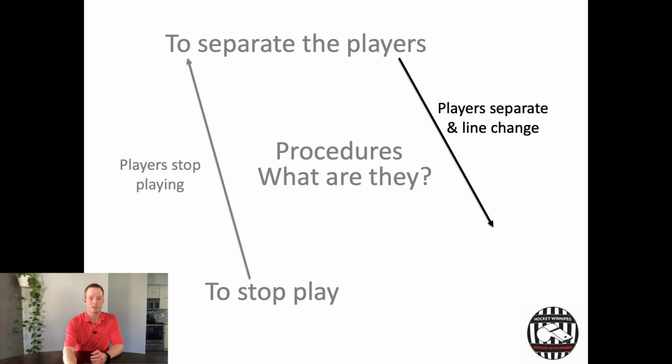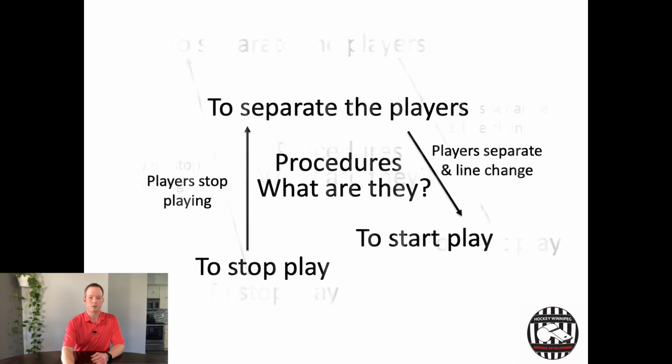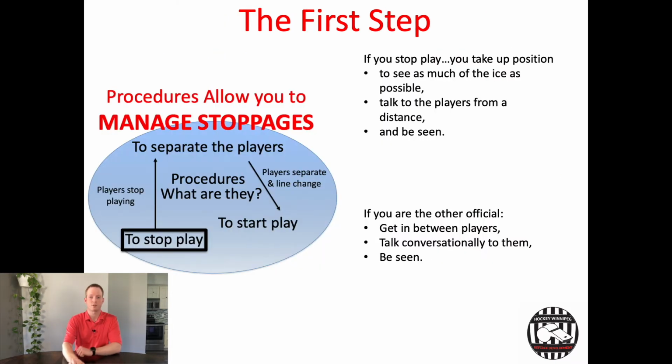The third step moves you towards starting play with players separating, going to their benches, and then going for line change. And that third step is all about starting play again with a face-off, and then also with line change procedure. Now all of this can be compressed into a nicer diagram, just like that. So procedures are all contained within these three steps: stop play, separate players, start play.